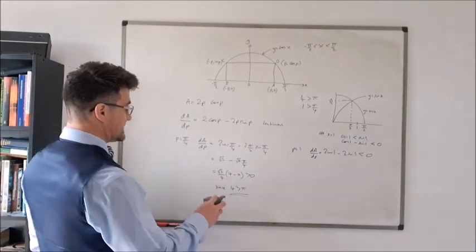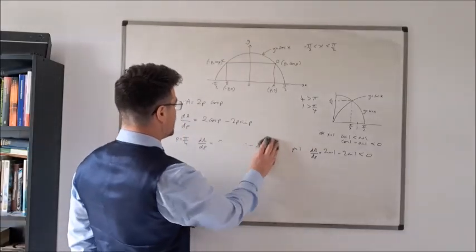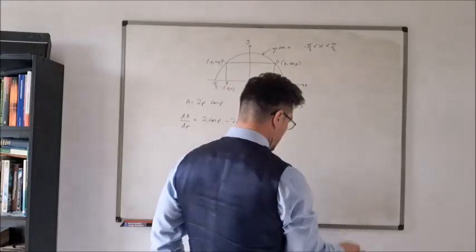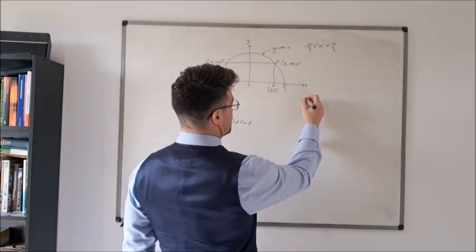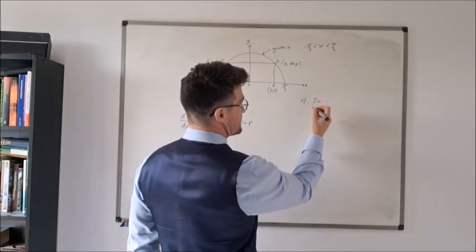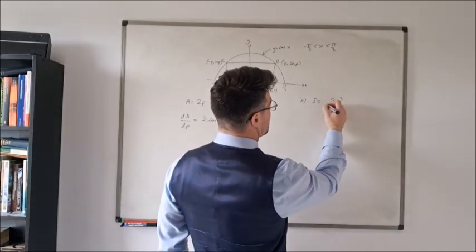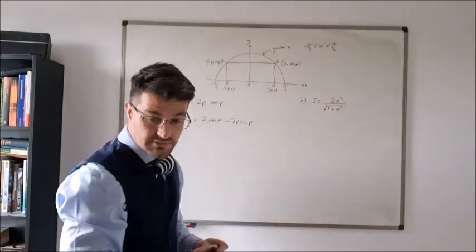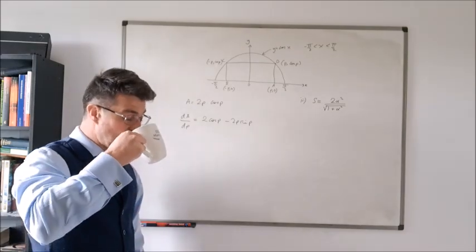Now we're on to part C. So I don't think there's anything here. I think I'm going to need this derivative. I don't think I need any of the other stuff. So what I need to show now for part 3 is that S is equal to, let me get this right, 2 alpha squared over square root of 1 plus alpha squared. Is that right? Yeah, 2 alpha squared over square root of 1 plus alpha squared.